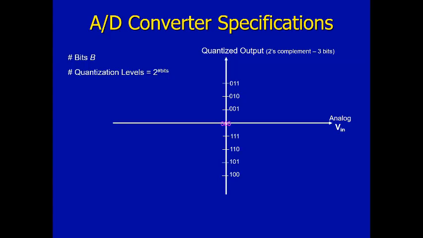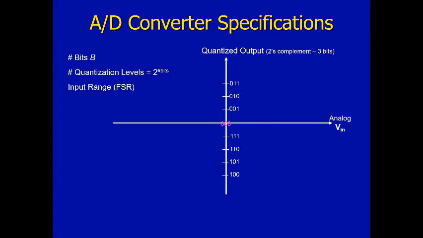In that case, the number of different quantization levels is 2 raised to the power of the number of bits. So if I have an 8-bit converter, I get 2 to the 8th, or 256, different counts that can come out of my A to D conversion process.